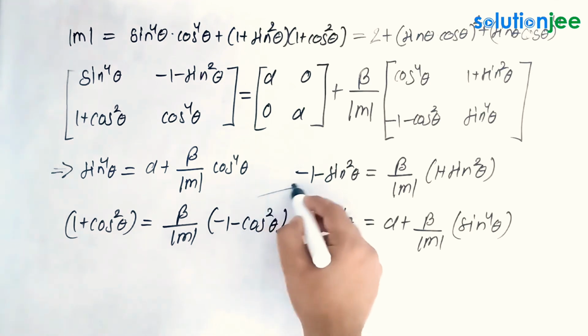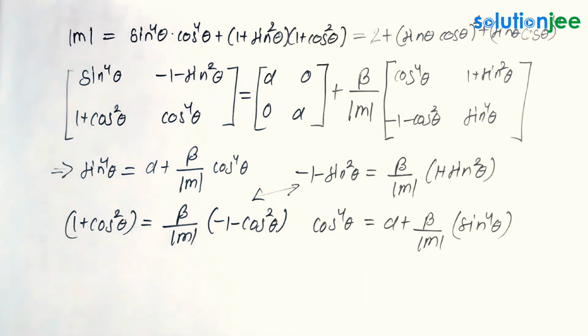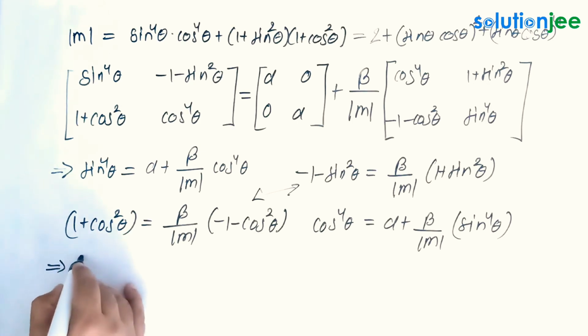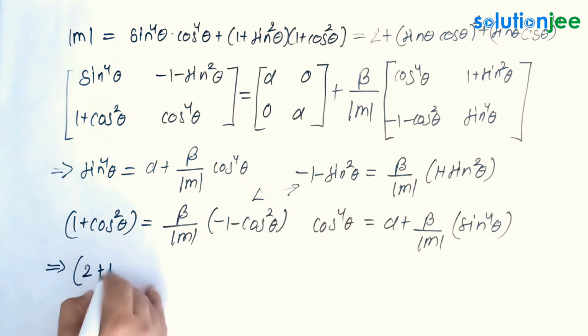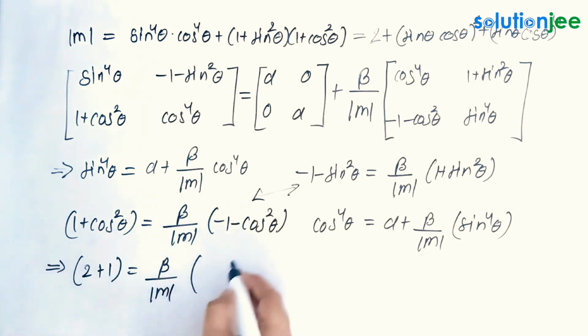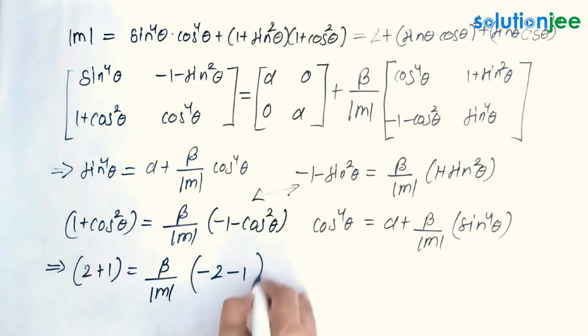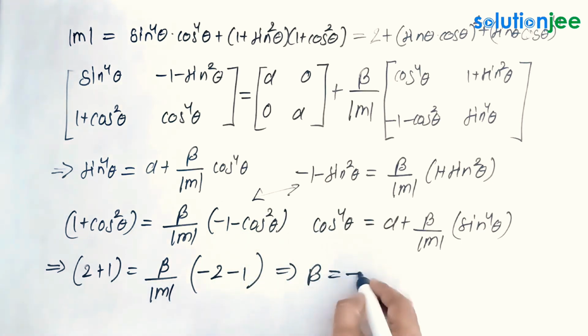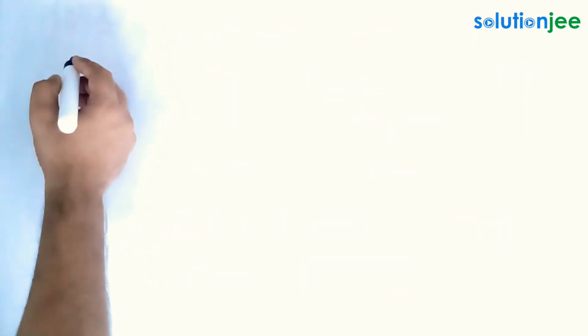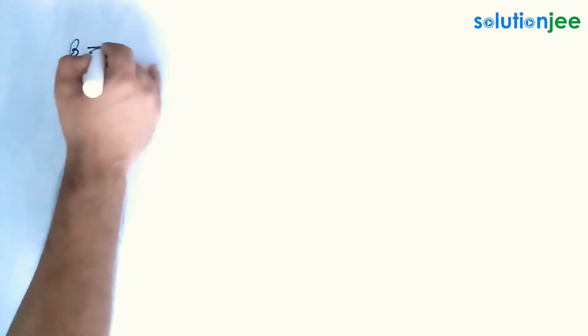Now we are going to subtract these two equations. So from here we have 1 minus 1, 2 cos square plus sin square 1, which is equal to beta divided by determinant M, and here we have minus 2 minus 1. So from here we get the value of beta, which is equal to minus determinant M.